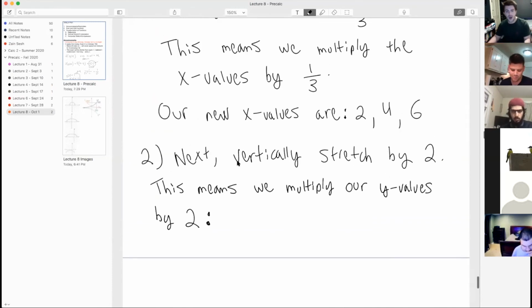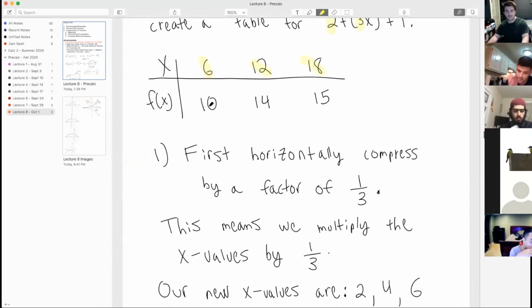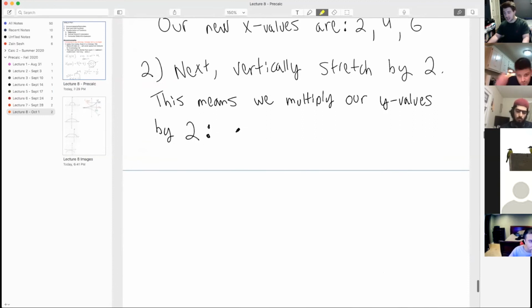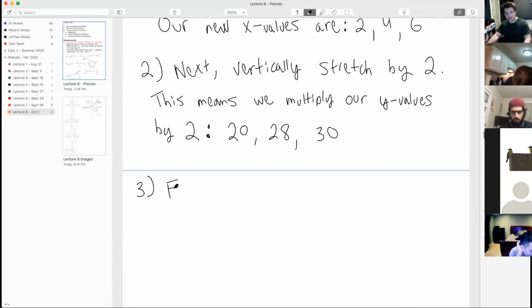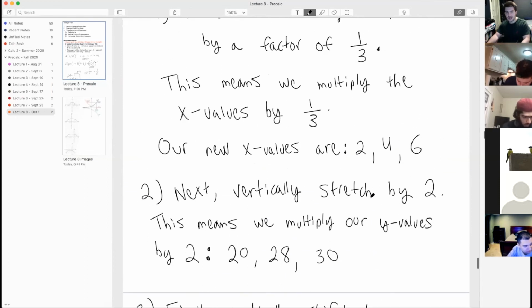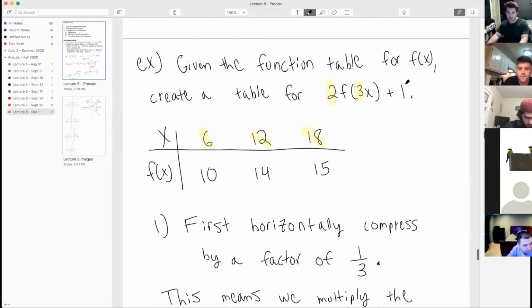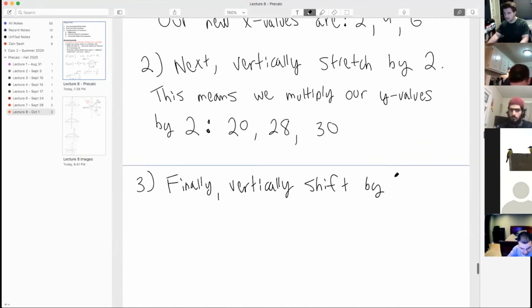So we multiply our y values by 2. So look, I have the y values 10, 14, and 15. If I just multiply each of those guys by 2, I will get 20, 28, and 30. Okay? And the last thing on our list, finally, the last thing you do, you vertically shift. And what are we vertically shifting by? Well, we have a +1 out here. So we're vertically shifting by 1. So we're actually vertically shifting up.